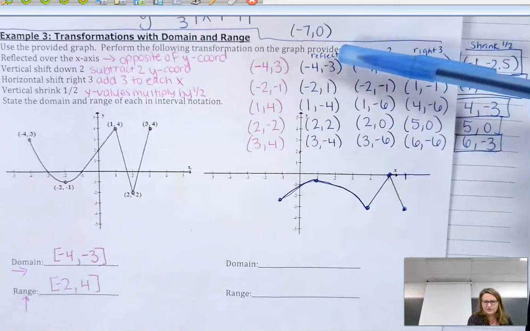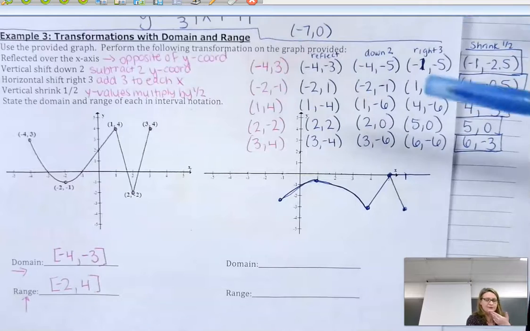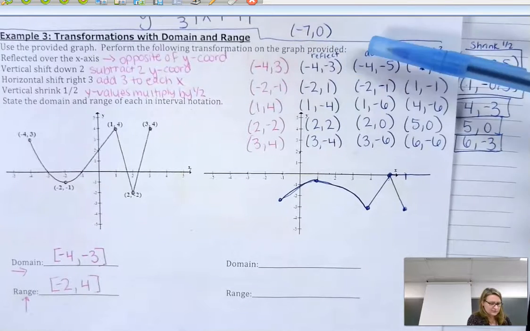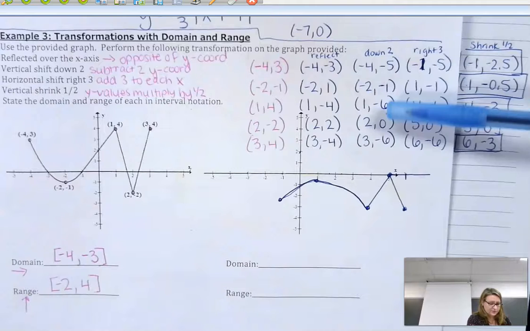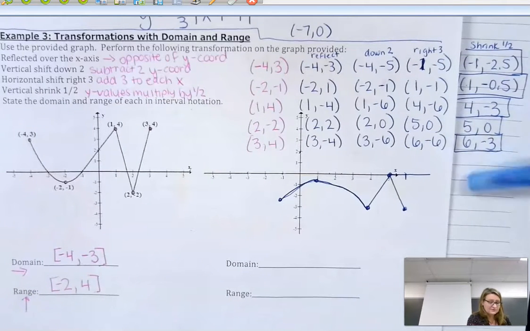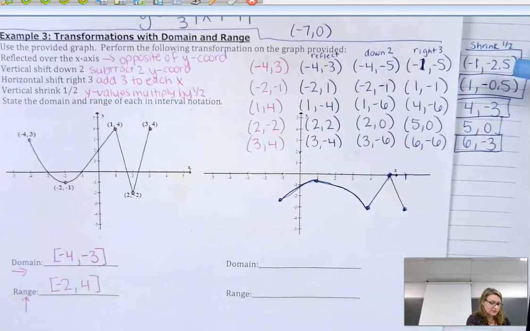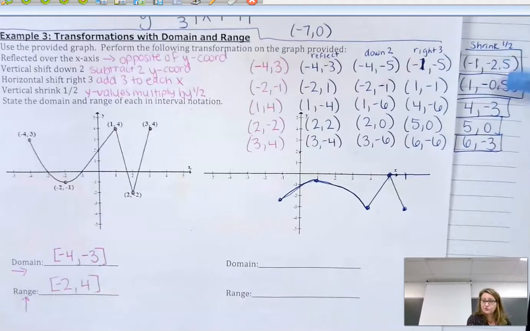I would do the reflection first, because the easiest thing, if you start with just the reflection, you just flip the y-coordinate. So each of these just changed to the opposite. Down 2, so I subtracted 2 from each of the y-coordinates. Right 3, I added 3 to each of the x-coordinates. And the shrink of 1/2, since it's a vertical shrink, a vertical is going to affect the y, so I just took the y-coordinate from each of these and multiplied that by 1/2, or you could divide it by 2, that'll give you the same number. Some of them were nice and some of them were not.